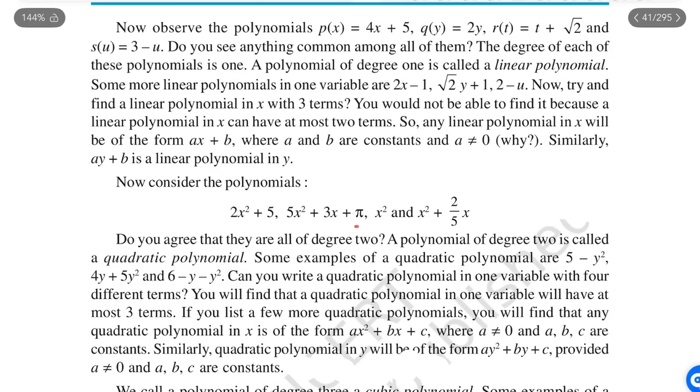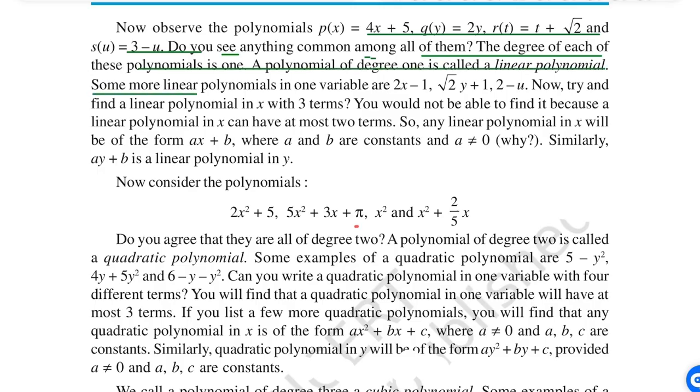Now observe the polynomials p(x) = 4x + 5, q(y) = 2y, r(t) = t + √2 and s(u) = 3 - u. Do you see anything common among all of them? The degree of each of these polynomials is 1. A polynomial of degree 1 is called a linear polynomial. Some more linear polynomials in one variable are 2x - 1, √2y + 1, 2 - u.